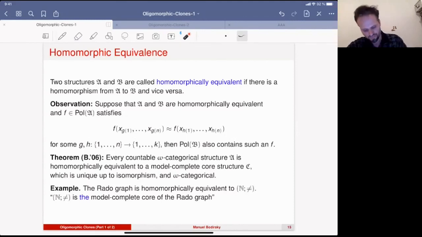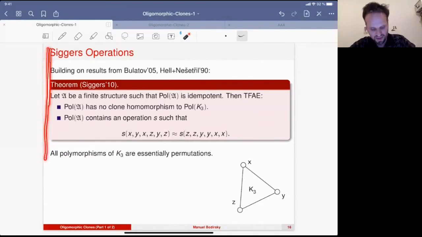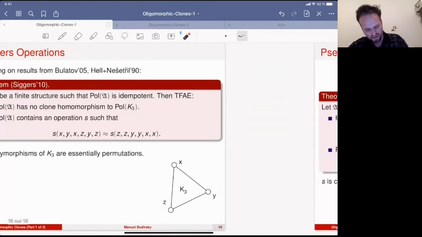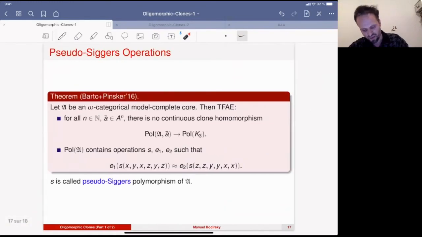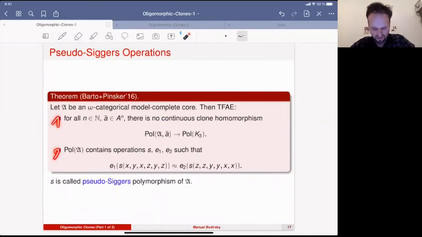All right. This is now the operation that I've mentioned today. I wanted to mention it already last time. This is the result: if you have an omega categorical model complete core, then we have this equivalence. I talked about this equivalence already today. And now I come to the exercises.